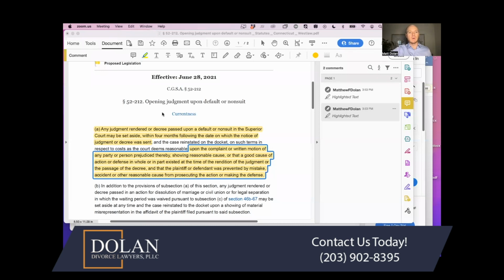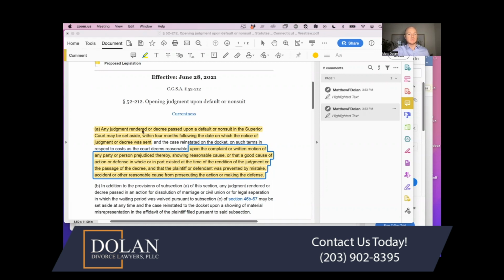So the first statute we're going to look at is 52-212. And that says that any judgment, so this talks about opening a judgment upon default or non-suit. So basically when the other side doesn't show up or doesn't participate in the case at all, really. They don't file an appearance.